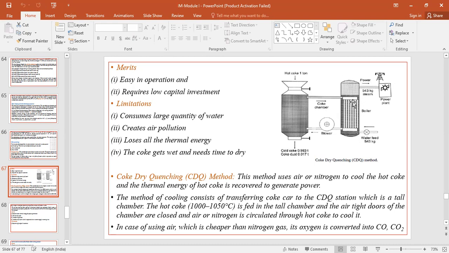Water circulating pipes are there. So this is the WHR, waste heat recovery boiler, where this heat is allowed to fall onto these water circulating pipes, where the water is converted into steam, and that steam is used for power generation. So this is one of the biggest advantages of using the dry quenching method.